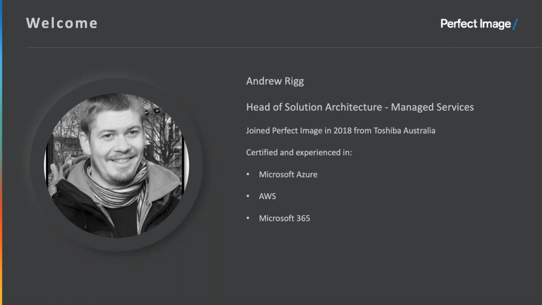So I joined Perfect Image back in 2018 from Toshiba Australia, where I was working within their managed services division as a solution architect. I hold several AWS and Microsoft certifications, including Microsoft Administrator and Architect Expert, along with the Azure and 365 Security Associate certifications. For AWS, I hold the Solution Architecture Associate and Professional certs, and I'm also working towards their security specialty. So who's Perfect Image?